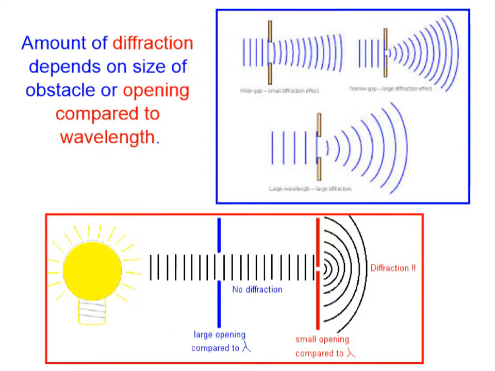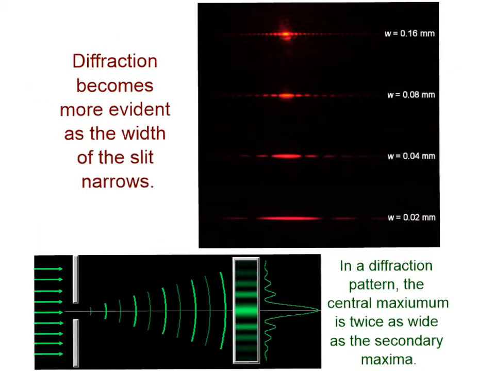Here's just another illustration of that with a large opening compared to the wavelength. We don't see any diffraction, but then when we make that opening smaller compared to that wavelength, we will see the diffraction. Here, this idea about the width of the opening and the amount of diffraction that's occurring is illustrated in this picture. Here is a width of 0.16 millimeters. We're narrowing that width and making it smaller and smaller, and you can see that there's more diffraction. It's a greater amount of diffraction. We're getting larger patterns on the screen.